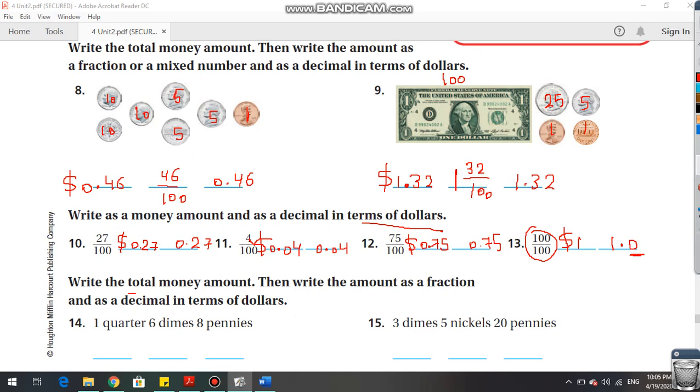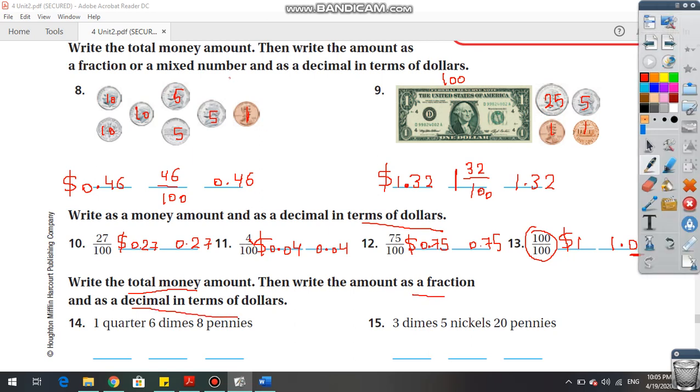Now write the total money amount, then write the amount as a fraction and as a decimal in terms of a dollar. Actually, it's like this one, but instead of giving me pictures, he said that I have a quarter, 6 dimes, 8 pennies. Okay, a quarter equals what? 25. 6 dimes. Guys, we said a dime is 10, so 6 times 10 equals 60, and I have 8 pennies. A penny equals 1, so 8 times 1 equals 8.